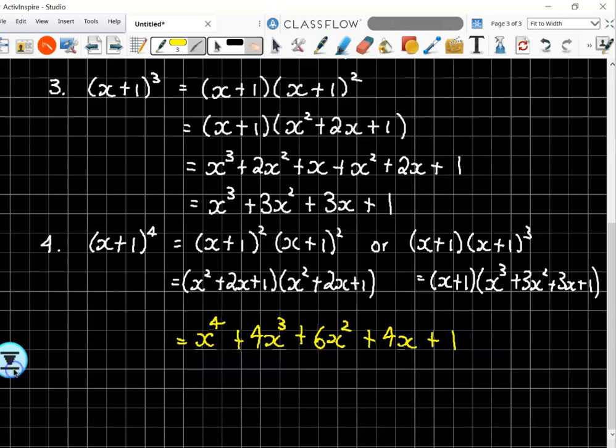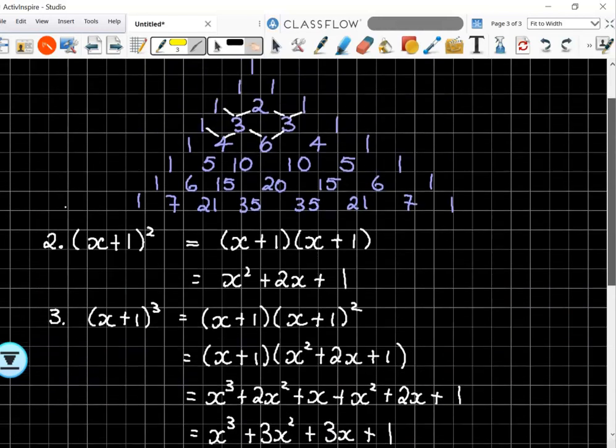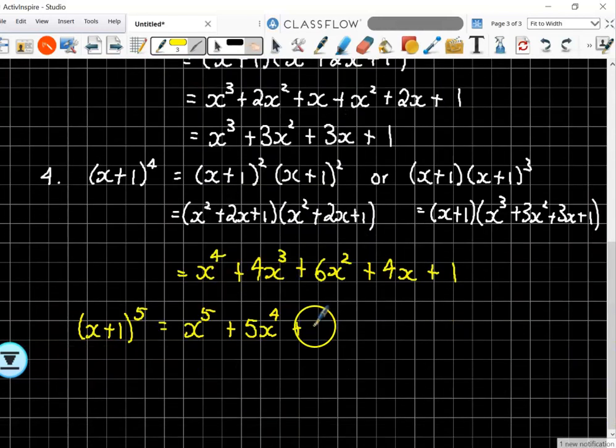I would also be able to tell you that x plus 1 to the power of 5 would be x to the 5 plus 5x to the power of 4 plus, I have to go up and have a look, plus 10x to the power of 3 plus 10x to the power of 2, 5x plus 1.